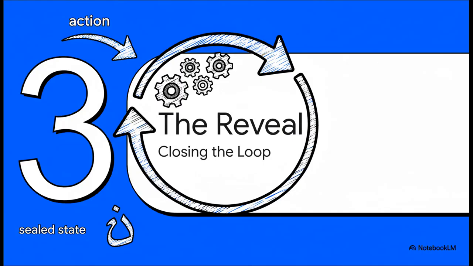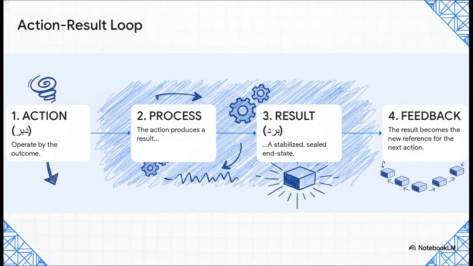So we've got our action, operating from the end, and we've got our result, a stabilized, sealed state. Now it's time to connect the dots and show you the full feedback loop in action. So here's how the whole loop connects. Step 1, an action, a DBR, is kicked off by focusing on an outcome. Step 2, the process runs its course. Step 3, it produces a result, a BRD, which is a brand new, stabilized state.